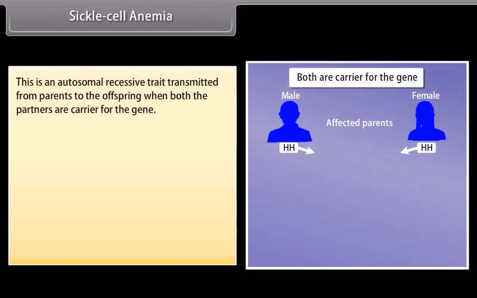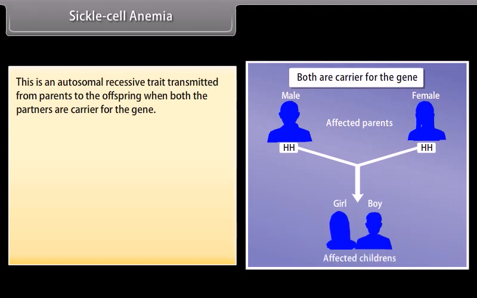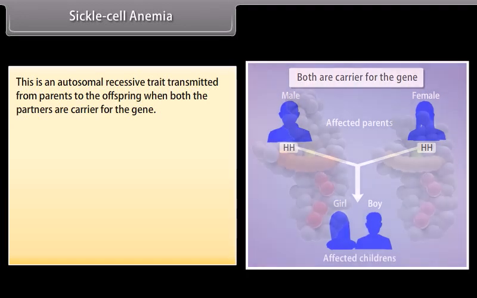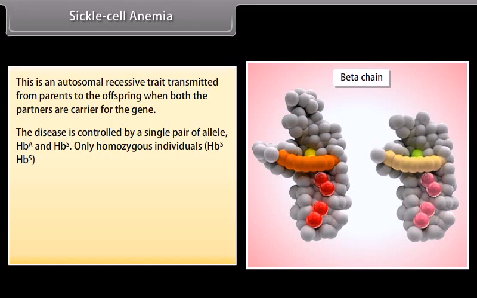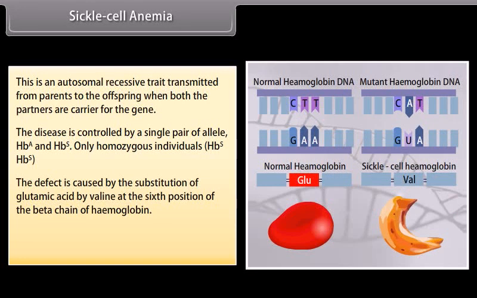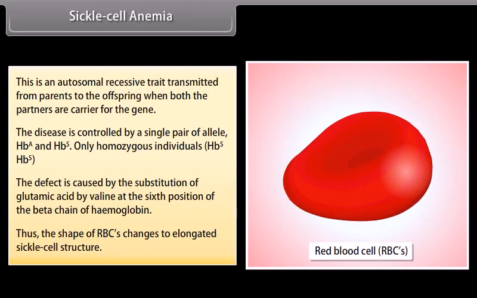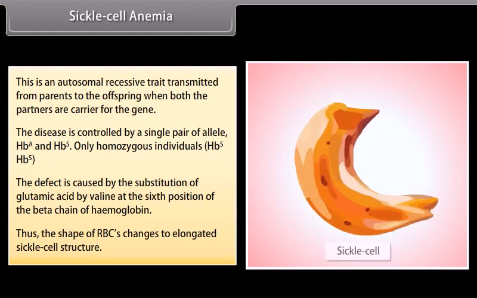Sickle-cell anemia. This is an autosomal recessive trait transmitted from parents to the offspring when both the partners are carriers for the gene. The disease is controlled by a single pair of alleles, HBA and HBS; only homozygous individuals, HBS HBS, are affected. The defect is caused by the substitution of glutamic acid by valine at the 6th position of the beta chain of hemoglobin. Thus, the shape of RBCs changes to an elongated sickle cell structure.